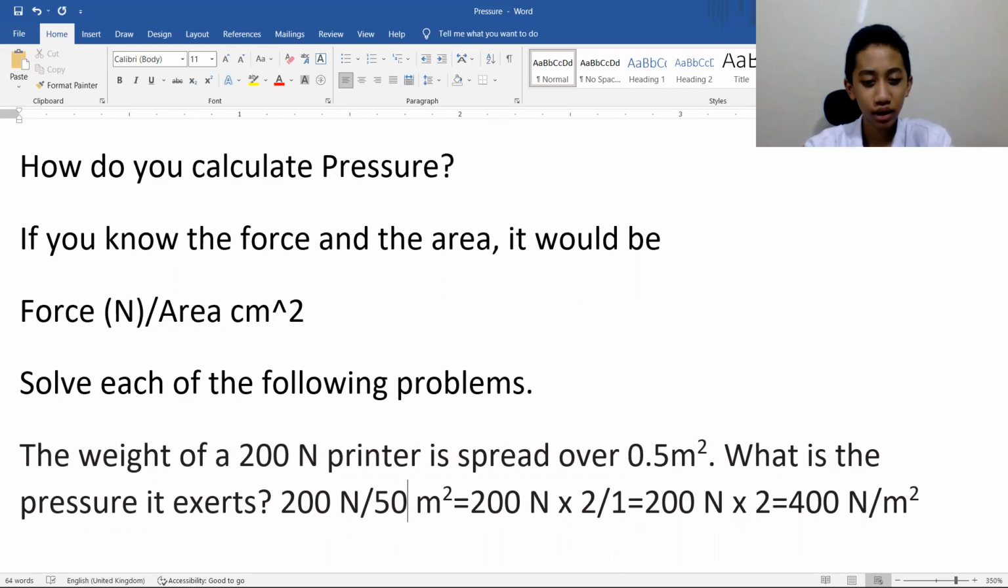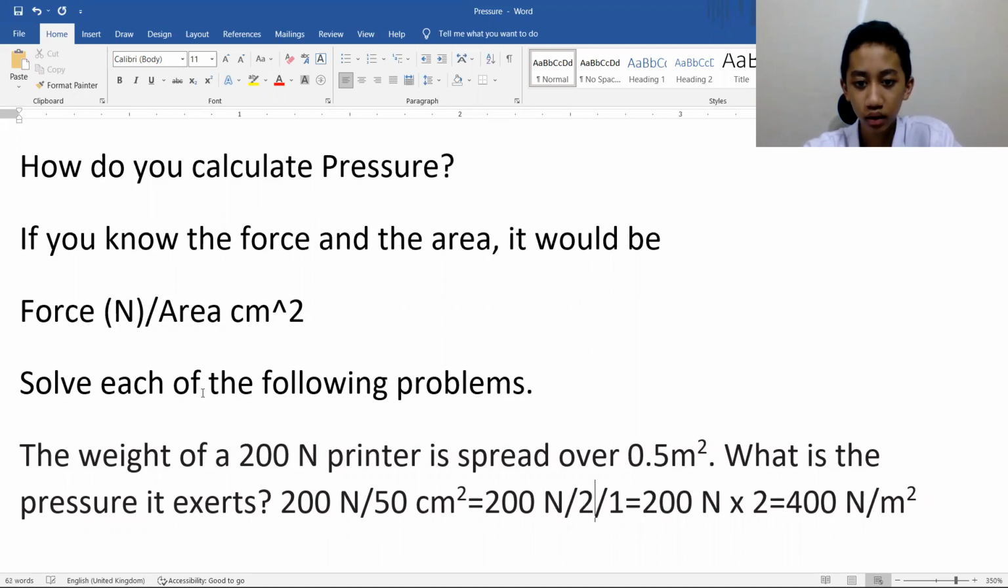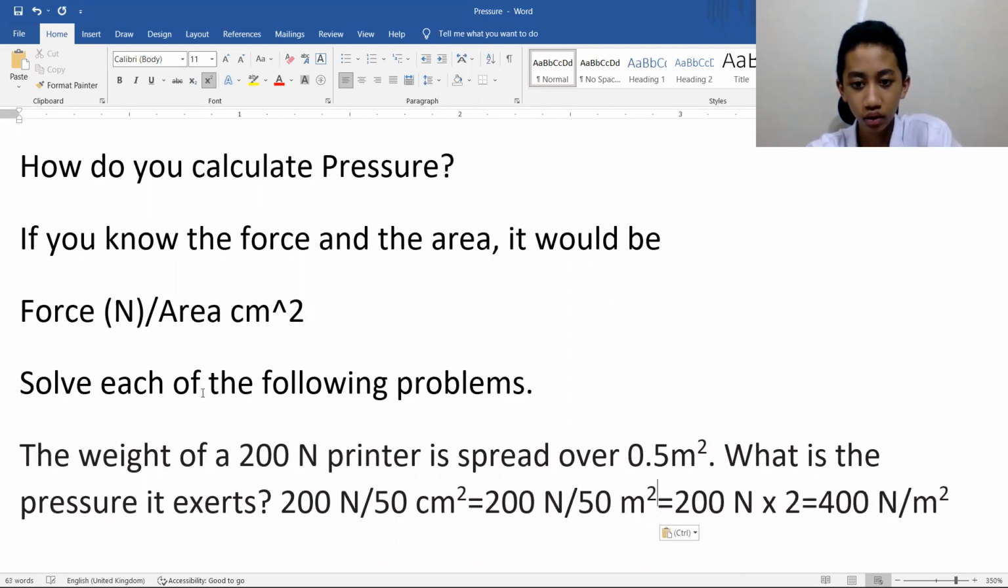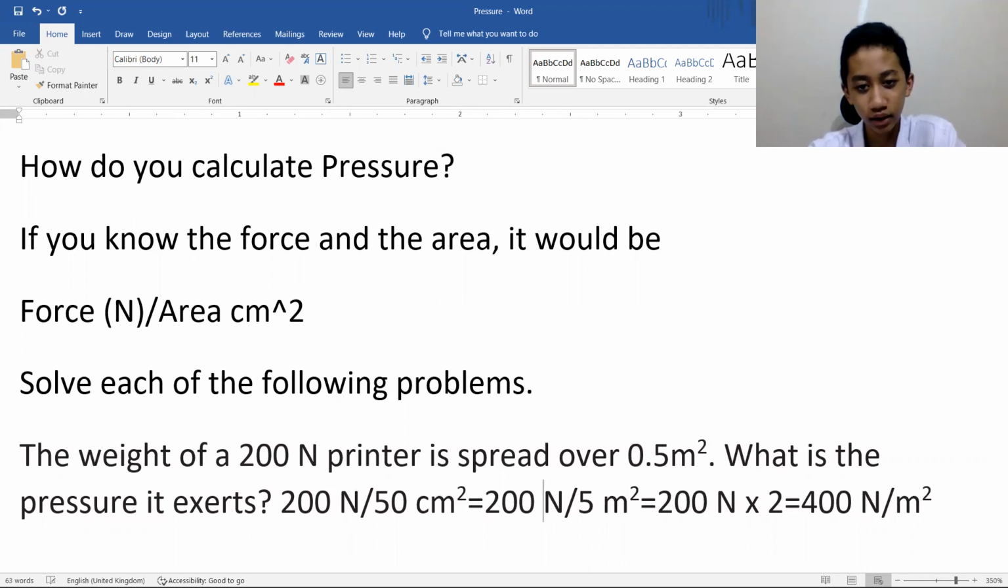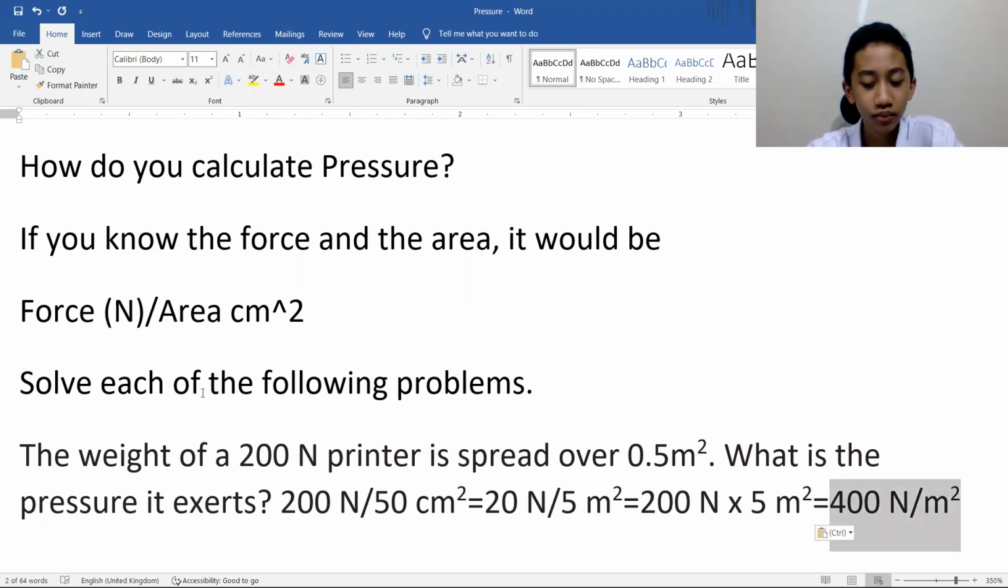1 meter equals 100 centimeters. So it's 50 centimeters, equals 200 divided by 50 centimeters square. Okay, then 4. Remove the back zeros, and then we got 4. So the first one was wrong.